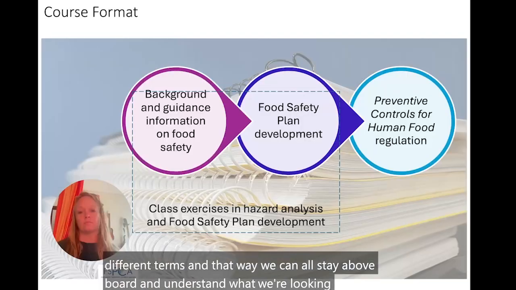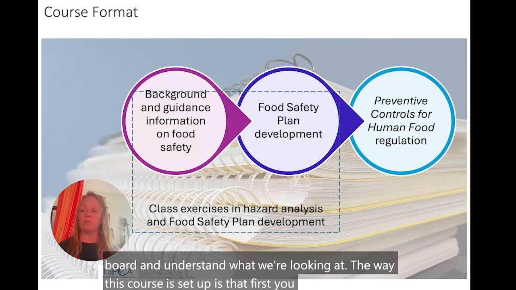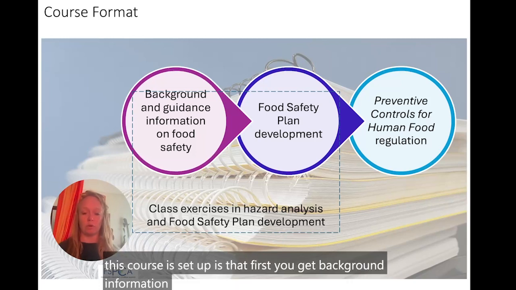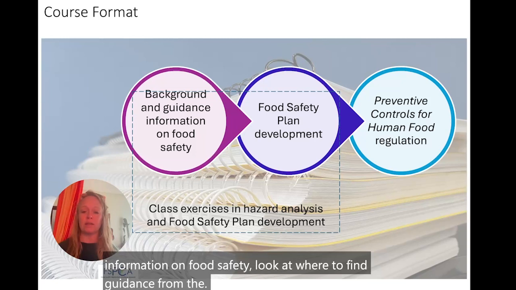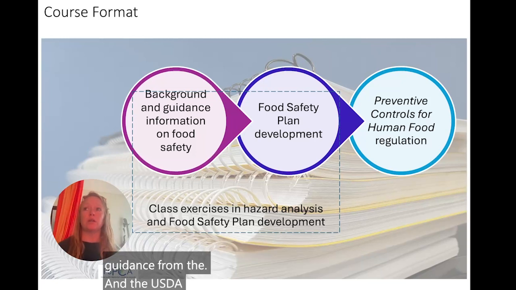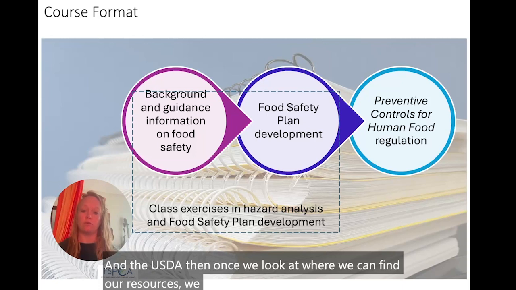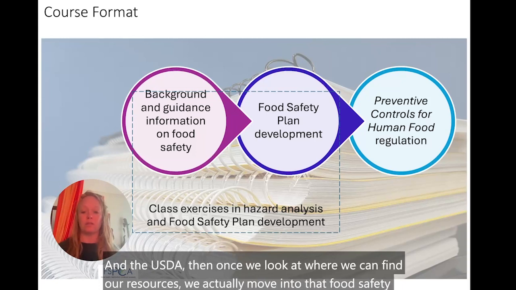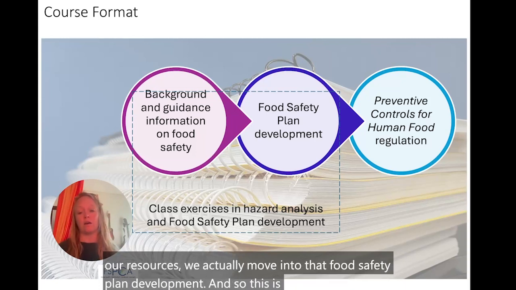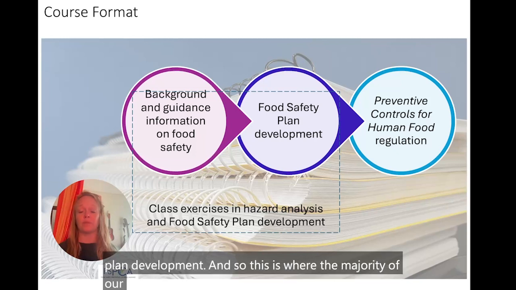The way this course is set up is that first you get background information on food safety, look at where to find guidance from the FDA and the USDA. Then once we look at where we can find our resources, we actually move into that food safety plan development. And so this is where the majority of our exercises lie. So there's quite a lot that goes into it.